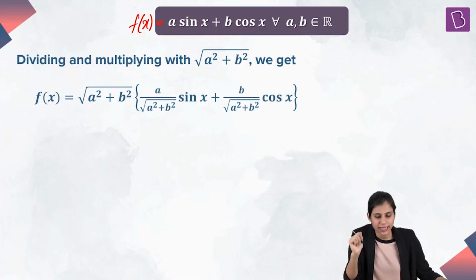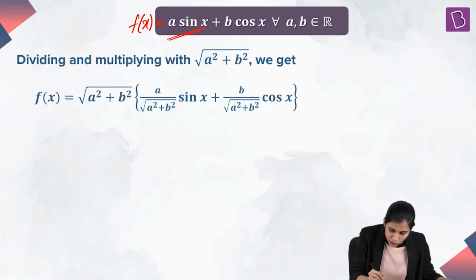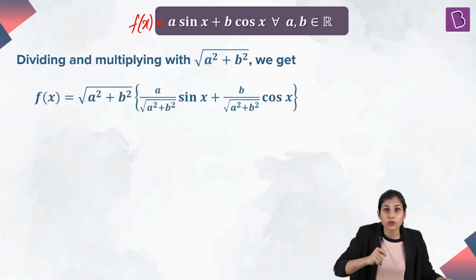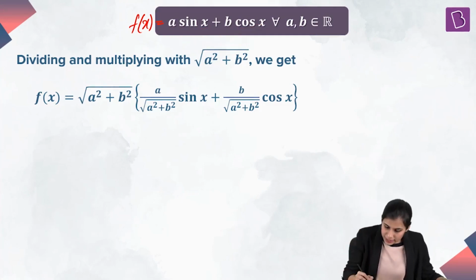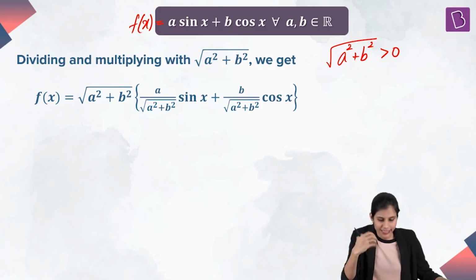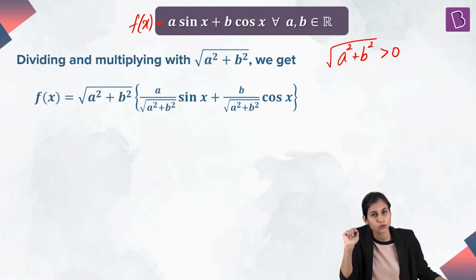Now, one thing you please understand: I am not allowing a and b to simultaneously be equal to 0, because otherwise my entire function will be 0, which is a redundant scenario. So a and b are not both simultaneously equal to 0. That means a square plus b square is certainly positive, so under root a square plus b square is positive. That's why I can divide by under root a square plus b square, and to balance it out, I'm multiplying by under root a square plus b square also.